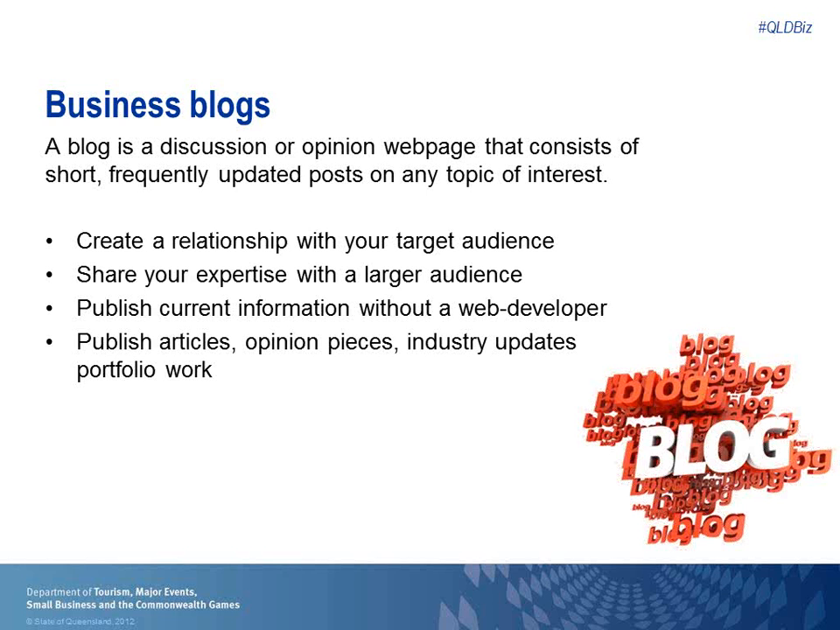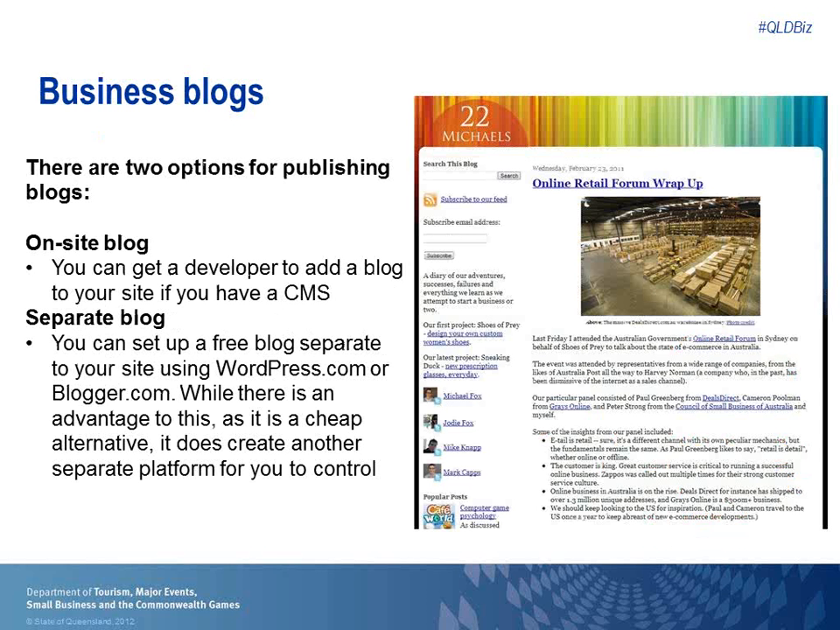Okay, so there are two options for publishing blogs. An on-site blog: you can get a developer to add a blog to your site if you have a CMS. This is a great way to provide new content to people who visit your website. There's also separate blogs. You can set up a free blog separate to your site using wordpress.com or blogger.com. Now, while this is a cost-effective alternative, it does create another platform that you need to manage and control. It also doesn't provide the opportunity for directing traffic to your site that an on-site blog does.